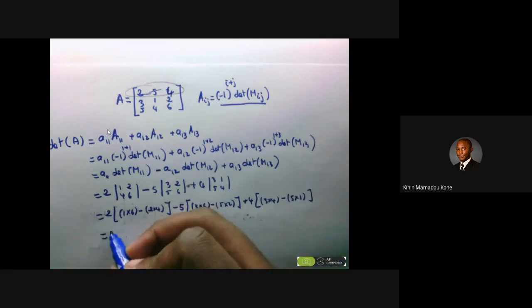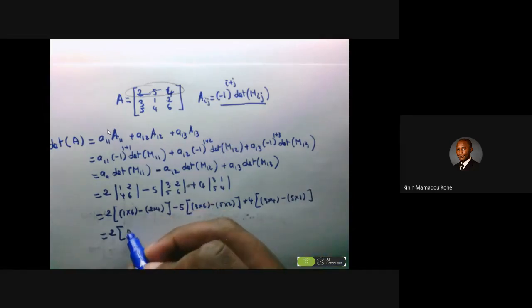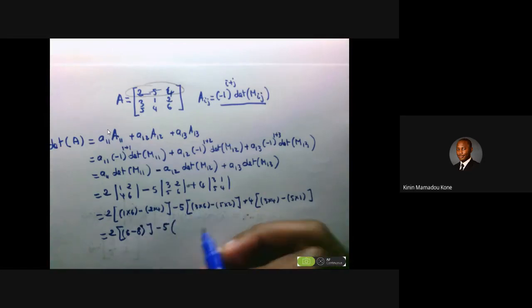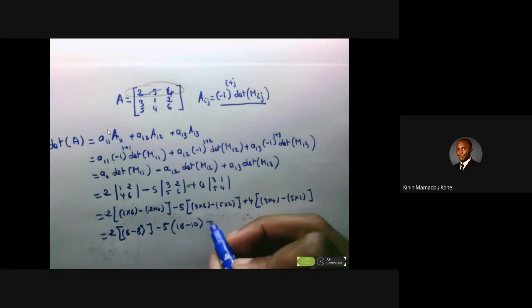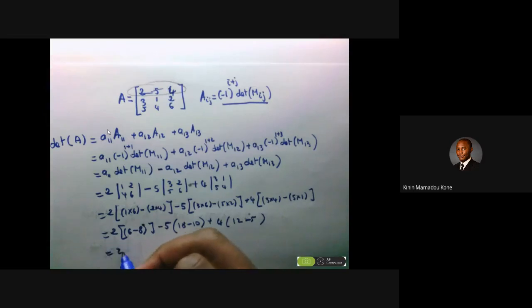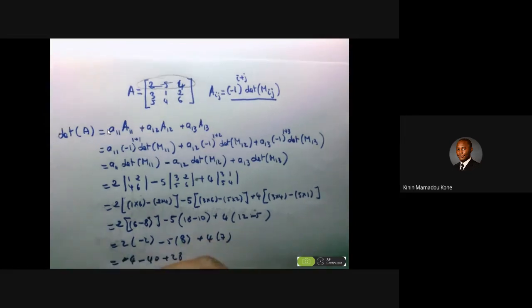And then you start to solve. 6 minus 8, minus 5, 18 minus 10, plus 4, 12 minus 5. So 2 times negative 2, minus 5 times 8, plus 4 times 7. And that's going to be negative 4, negative 40, plus 28. And finally, that's going to be negative 16. So if you're looking for the determinant of that matrix, you get negative 16.